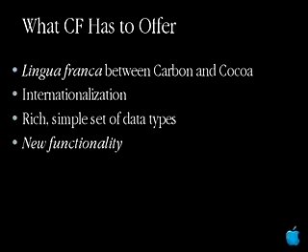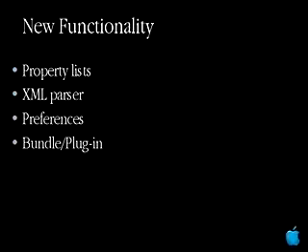Internationalization support is wired into Core Foundation. It's one of the easiest places to get it from. There's a rich, simple set of data types around the internationalized strings inside of Core Foundation. That's what we're going to focus on here today. And there is some new functionality which you can only get by talking to the Core Foundation stack. So what is that new functionality? Property lists is a big one, and that's the one we'll talk about today.